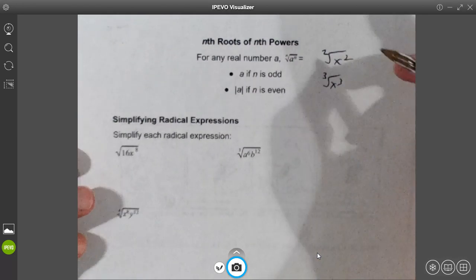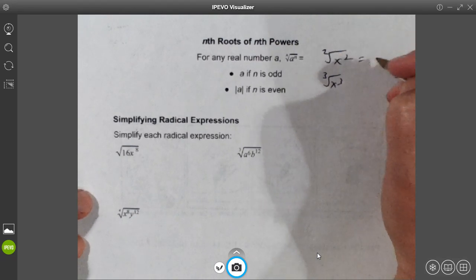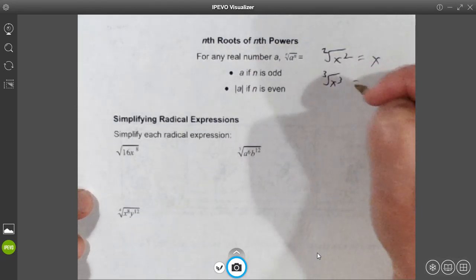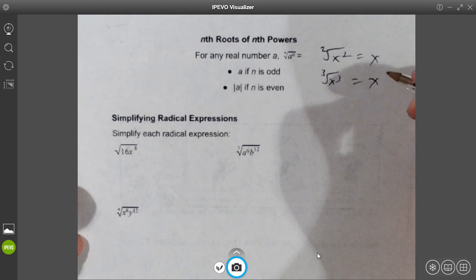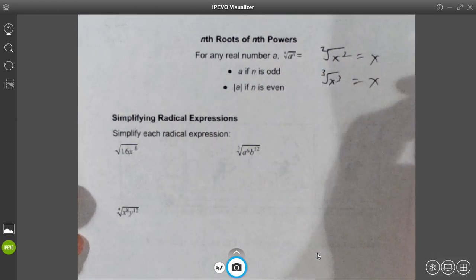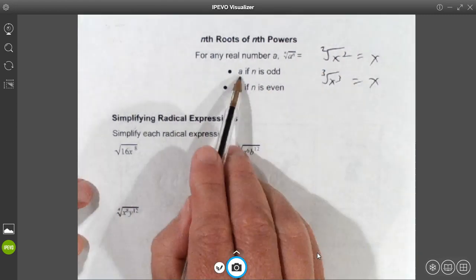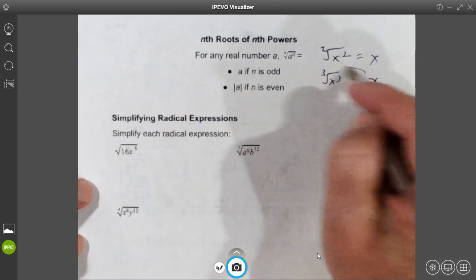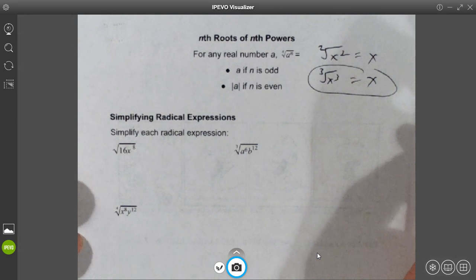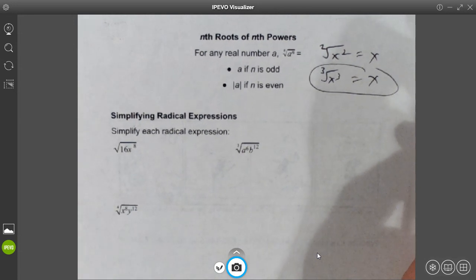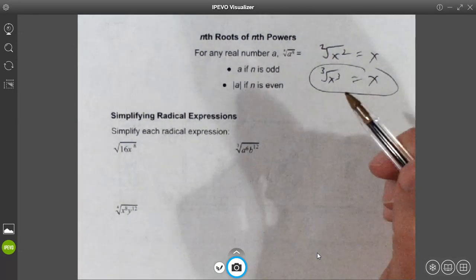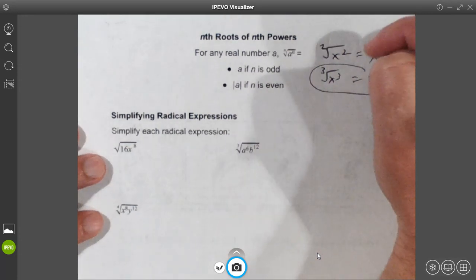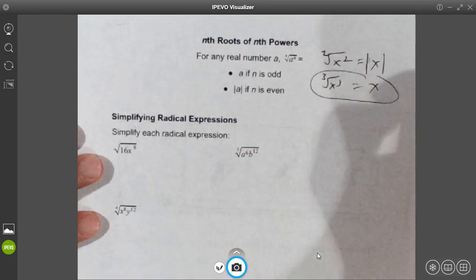It seems pretty simple that the square root of x squared would just be x, and the cube root of x cubed would just be x. But real quickly, if n is odd, then yes, this answer is exactly right. The cube root of x cubed is x. But if n is even, the answer here is actually the absolute value of x.